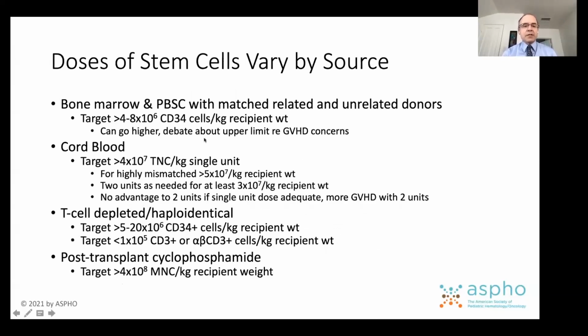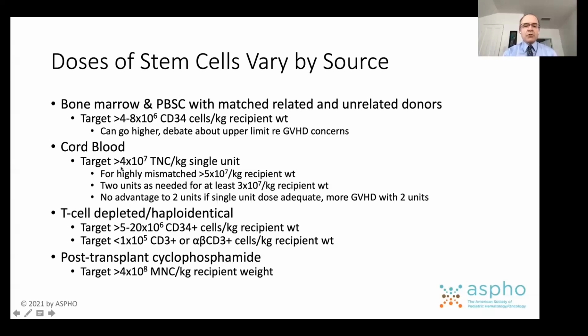Now, your doses of stem cells are going to vary by source. If you're talking about bone marrow and PBSC, our target is to have at least 4 to 8 times 10 to the 6 CD34 cells per kilo. You can go a little bit higher, but we always need to watch the number of T cells. We need to be careful to not increase risk of graft versus host disease. We go higher for haploidentical, as I'll show you below.